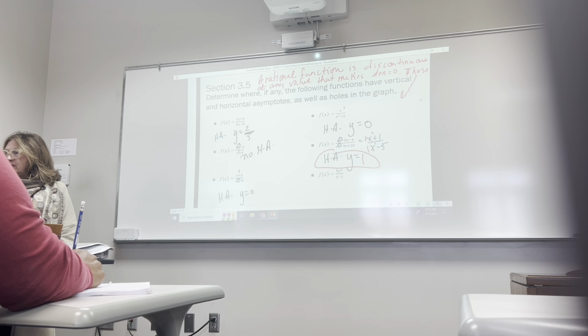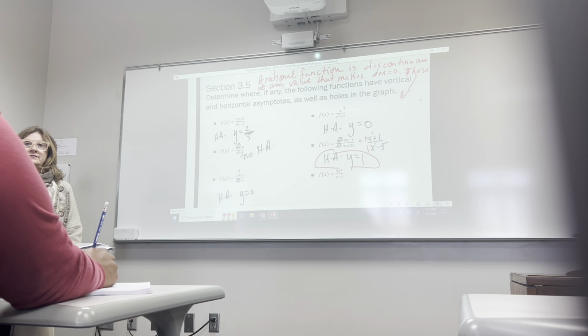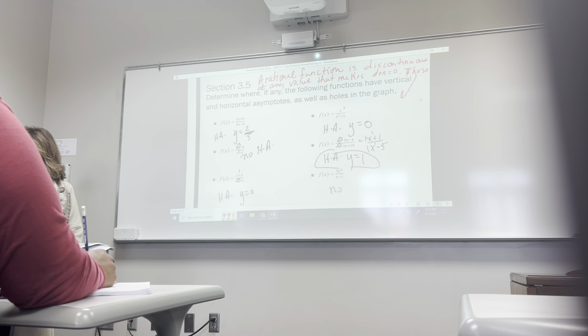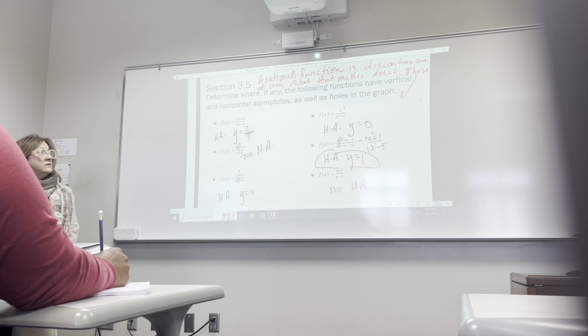Last one. What happens when the degree of the top is greater than the bottom, as far as horizontal asymptotes? There's not one, right? No horizontal asymptotes. Everyone okay?